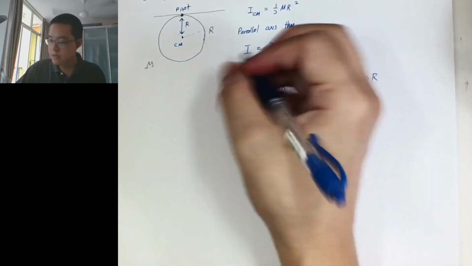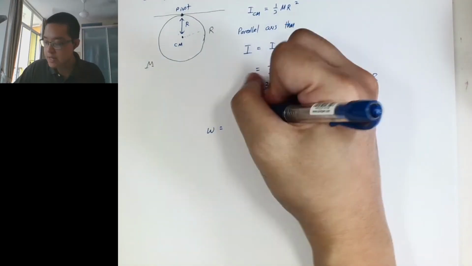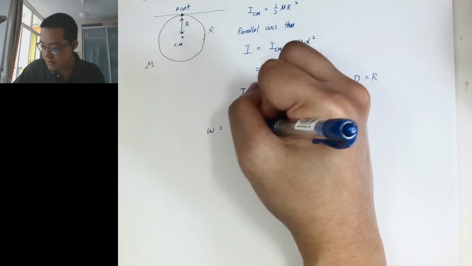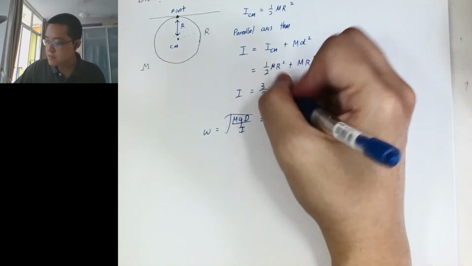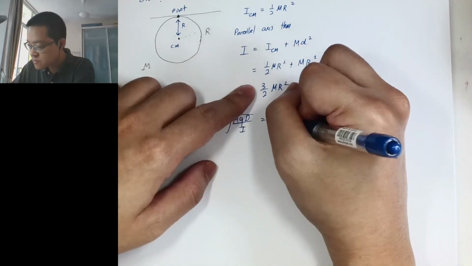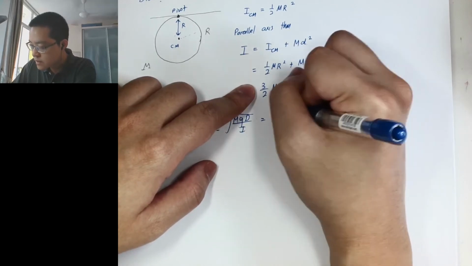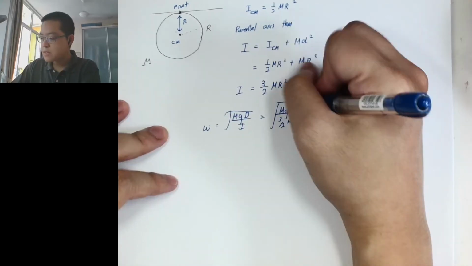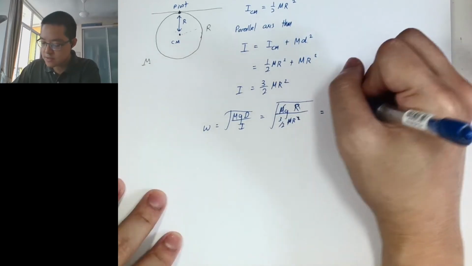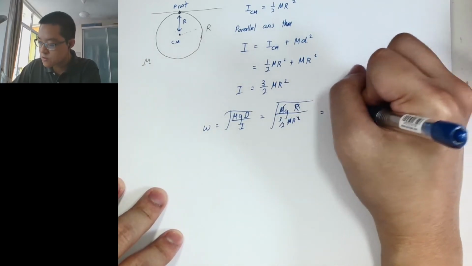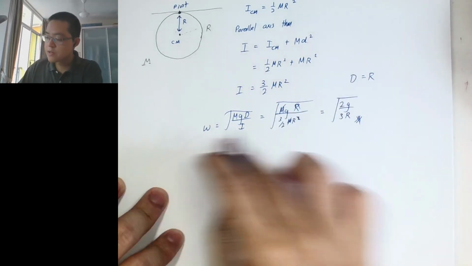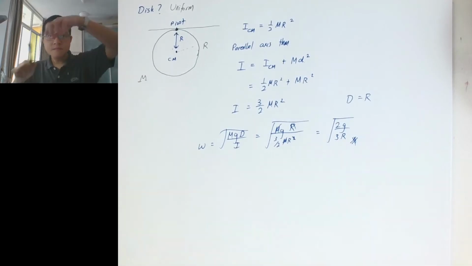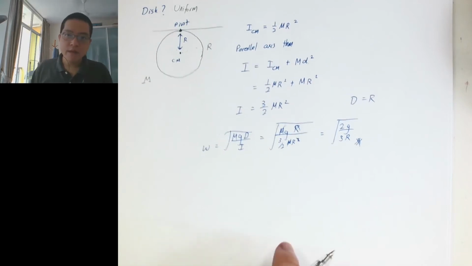From here I can calculate my frequency of oscillation. Start with omega, which is the square root of mgd divided by I. So it's mgd, where d is r, and I is 3 over 2 mr squared, and then the square root. I cancel the r, I cancel the m, so this is the square root of 2g over 3r. This is my angular frequency of a disc pivoted at the edge. Okay.